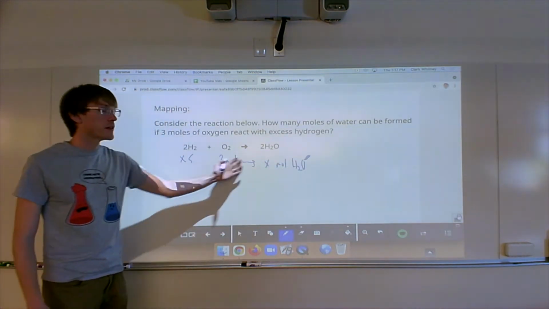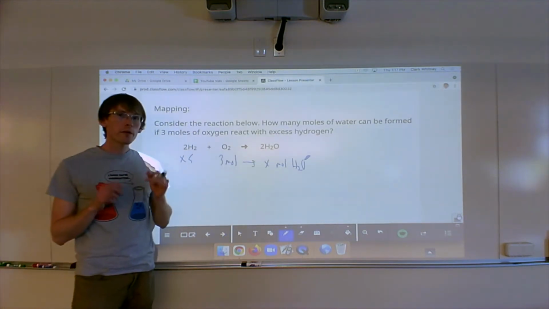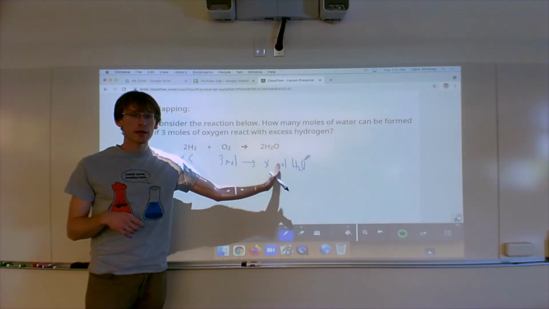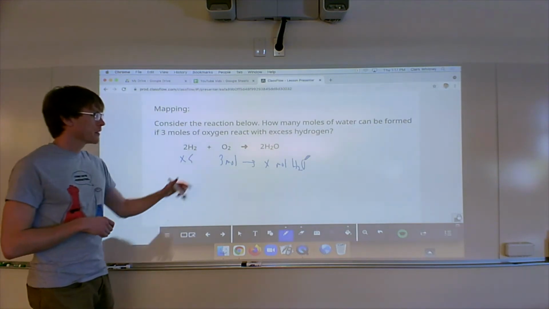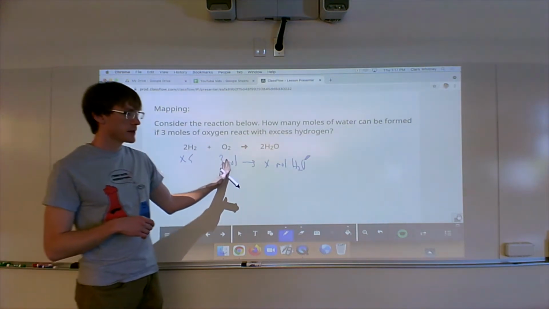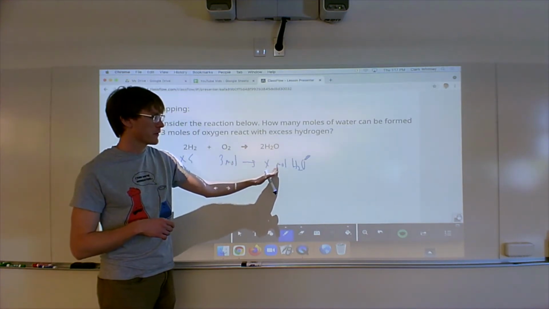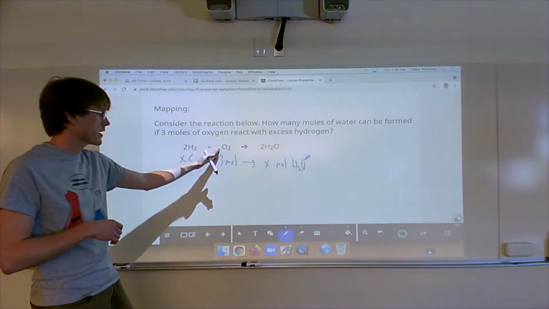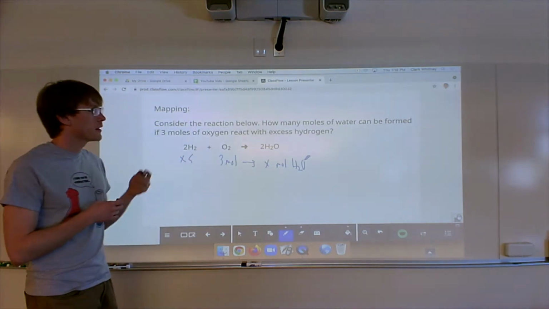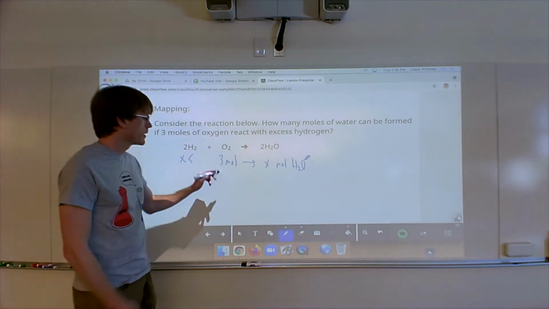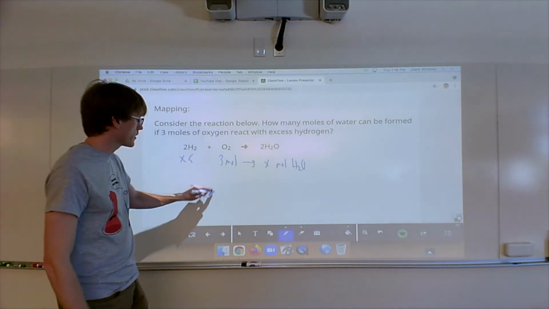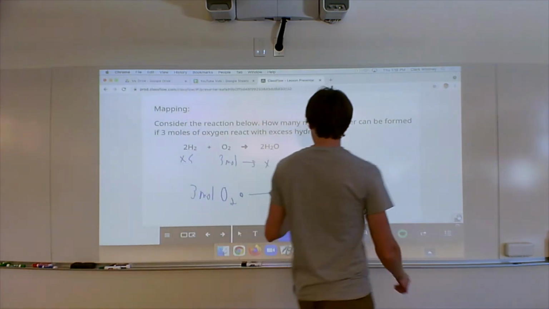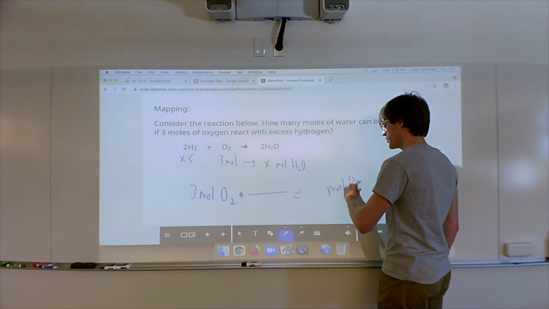This may seem pointless at this time. We will get to very complicated stoichiometric calculations, and believe me, this mapping is going to be very helpful to us. But I put the 3 moles underneath the oxygen because that's what I have. I know that I'm trying to get to moles of water, and I actually can do this in one step because the coefficients that come out in front of each substance make the conversion factor. So for example, I can say that I have 3 moles of O2, and I'm going to multiply that by something over something to give us moles of H2O.